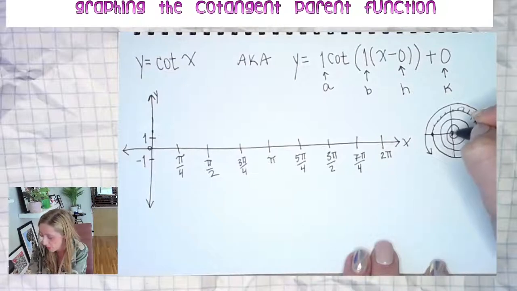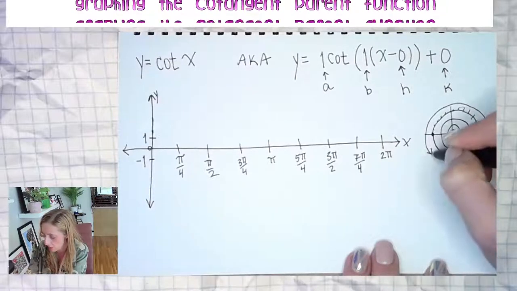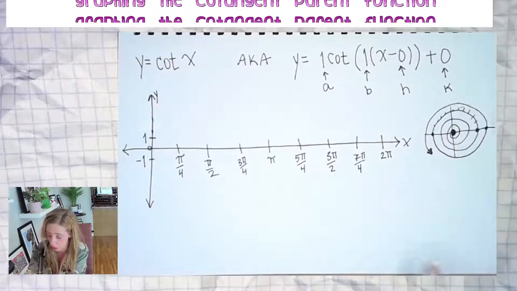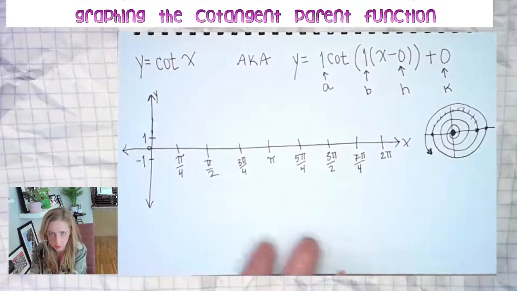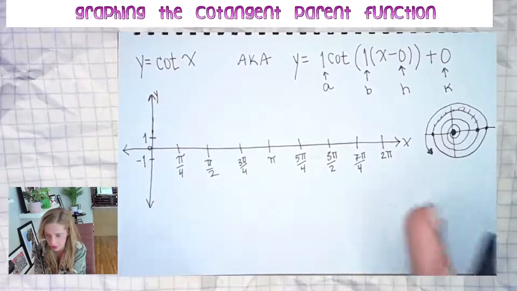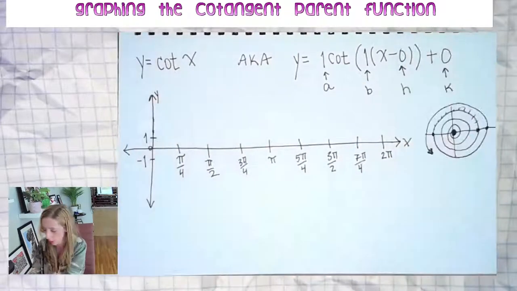Kind of like that. But this goes round and round in the negative direction forever, and that goes round and round in the positive direction forever. That's why our graphs go on forever. We don't want to graph forever, so we just graph a fixed little window of it.